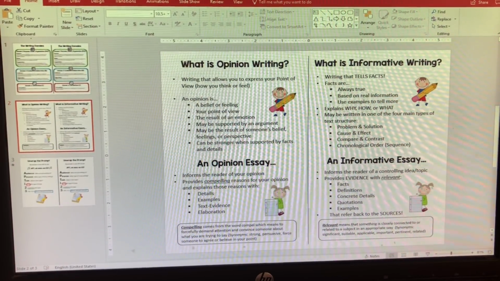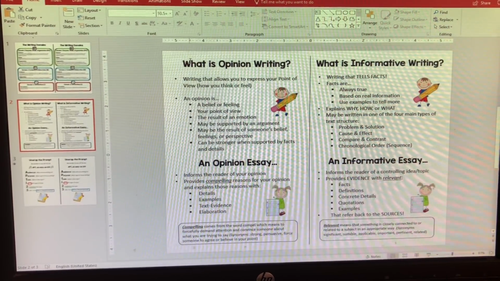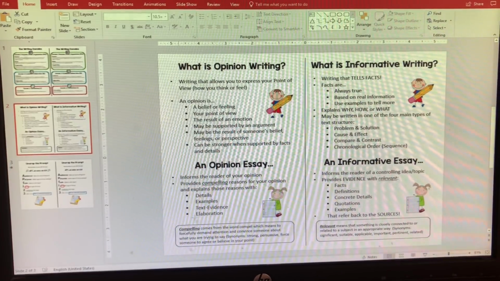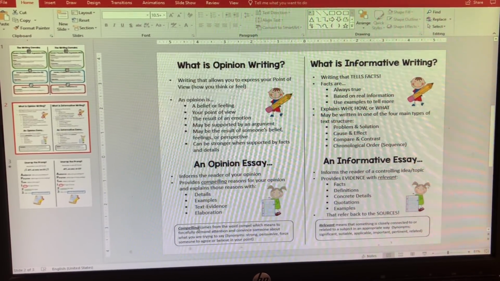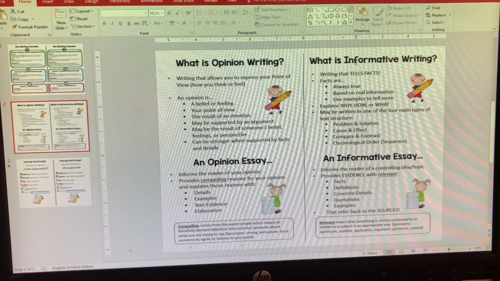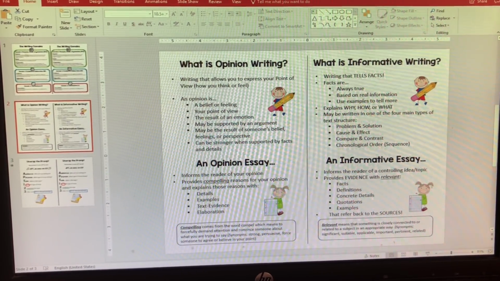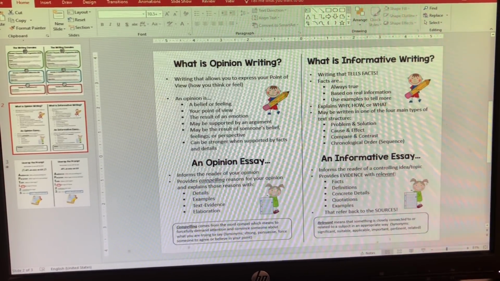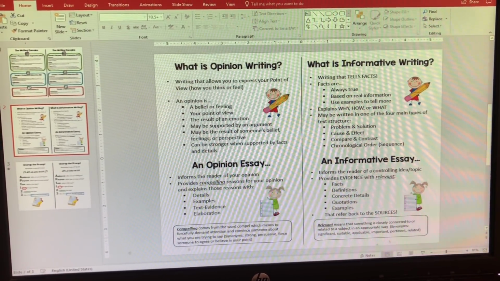The next page is something that I put together. It is basically going over what is opinion writing and an opinion essay. We use compelling reasons, and I talk a little bit more about what compelling means. And on the side is what is informative writing, and then an informative essay. We go over what is relevant evidence, and I talk a little bit about what relevant means.